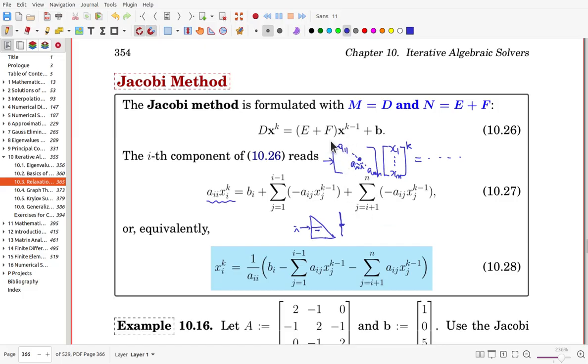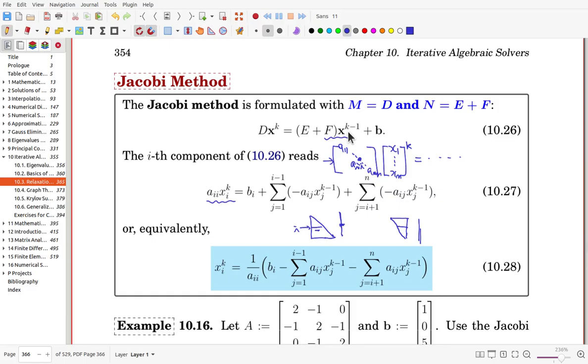In quite a similar way, F x^(k-1). F is now the minus upper portion and then the vector over there. Then the ith one is this and that product. So that is exactly now j from i+1 to n. Here it is minus the sum of aij xj, j from i+1 to n. That is coming from this one.